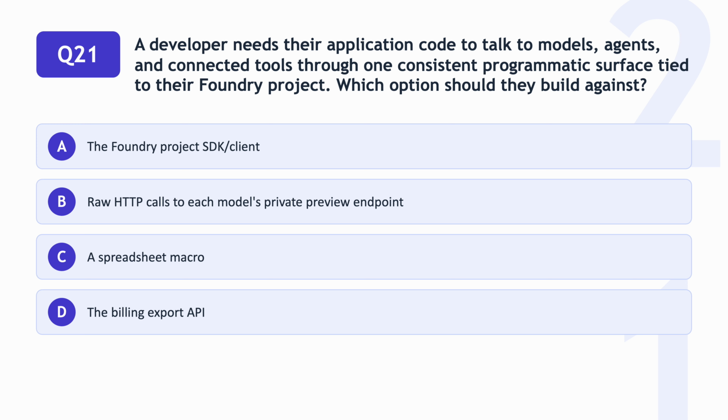A. The Foundry project SDK client. B. Raw HTTP calls to each model's private preview endpoint. C. A spreadsheet macro. D. The billing export API. Pause the video now if you don't want the answer yet.